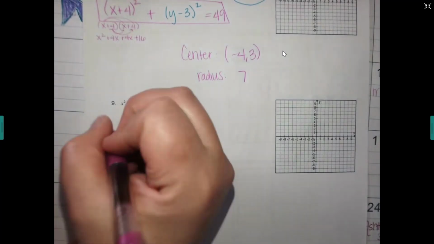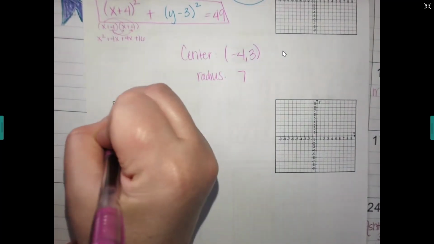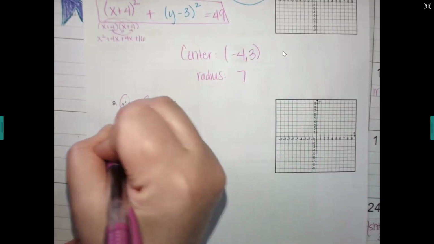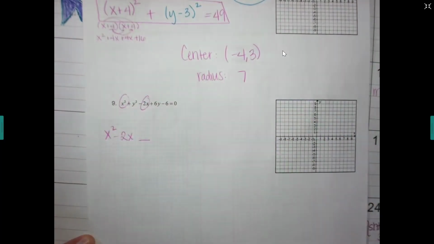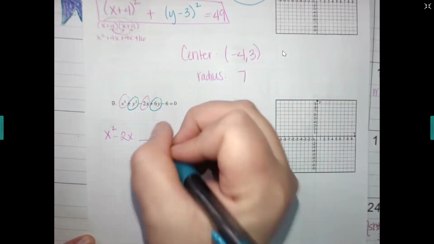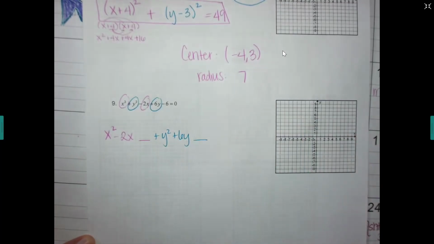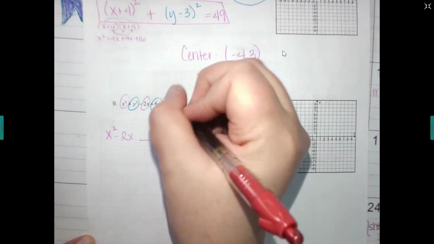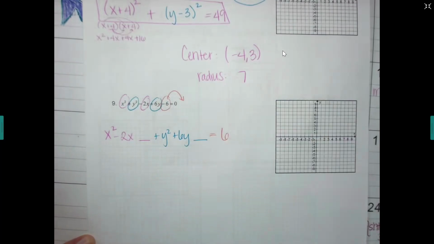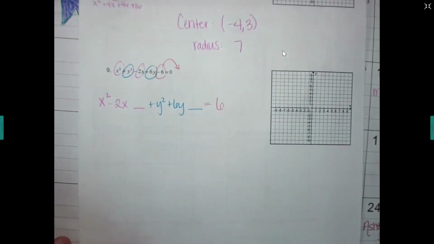So we have X squared what? -2X. Don't forget your blank. Y squared plus 6Y. Don't forget your blank. And then equals, if it's a -6 moving over, now it's a +6.